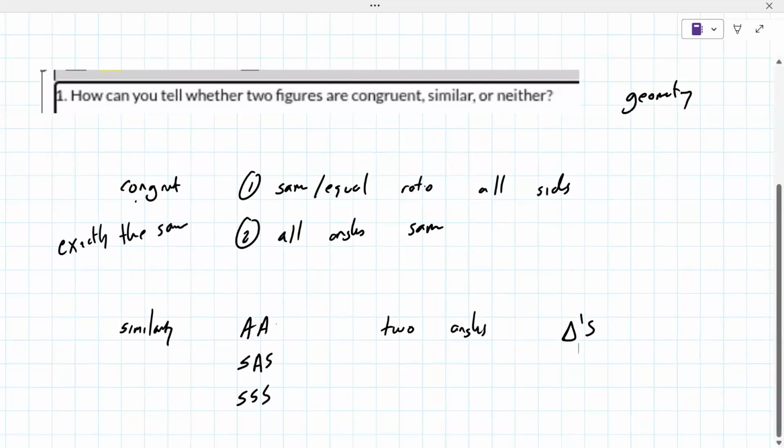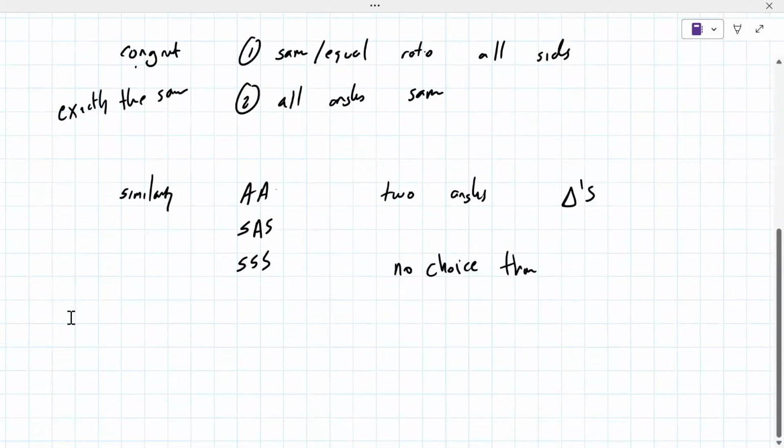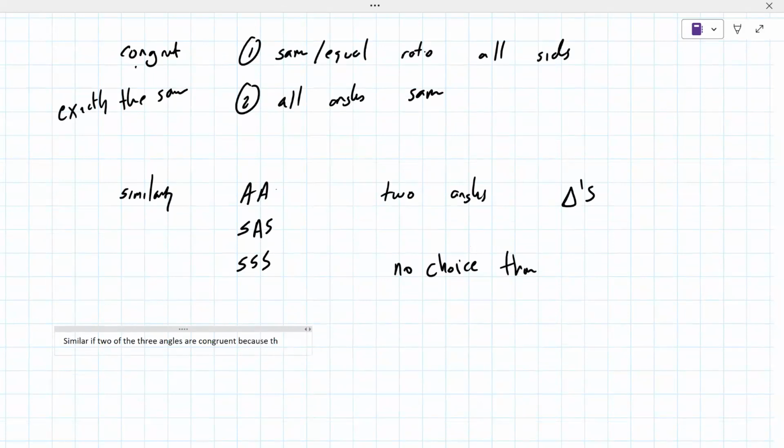The reason is what's called the no choice theorem, which may be way out of context for you, but it means that the third angle has to be congruent. So you could probably put in something pretty simple that says they're similar if two of the three angles are congruent, because the third angle has to be congruent. An example is a triangle, something like that.